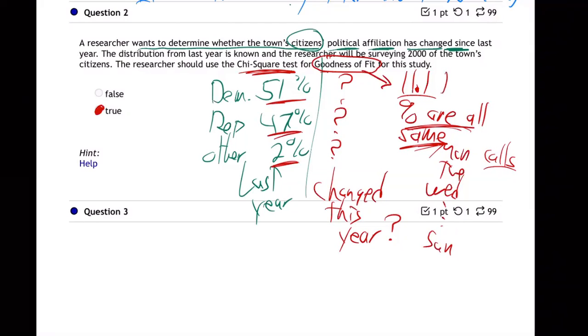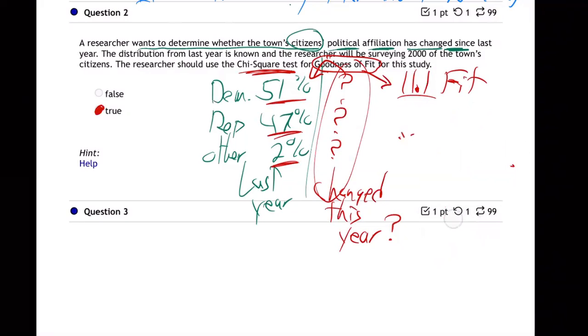Does it fit? Does this year fit with last year? That's what they're asking. Those are percentages. Well, yeah, I shouldn't have done all the same. Let me change that out. When you're wondering if two groups of percentages fit or not, remember we did some example. We did Benford's law. Yeah, remember Benford's law?